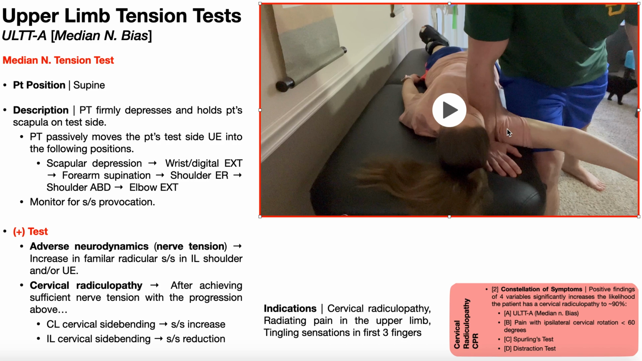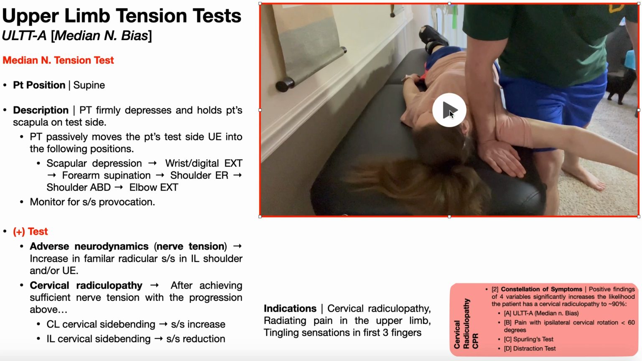But if your goal is to rule up a cervical radiculopathy because you're using this clinical prediction rule, you need to take this one step further. So once they've achieved sufficient neural tension with this progression that I've just shown you, you need to ask them to perform cervical side bending away from their test side, meaning contralateral cervical side bending. Because her test side is the right side, she needs to side bend her neck to the left, which she's going to do right now. Sometimes a patient will get a little bit of rotation in there. That's okay, as long as there's some cervical side bending.